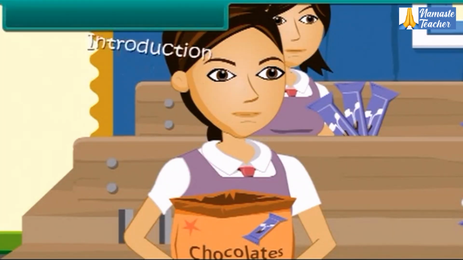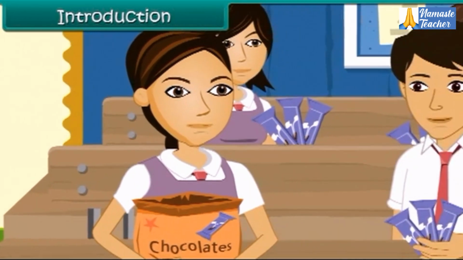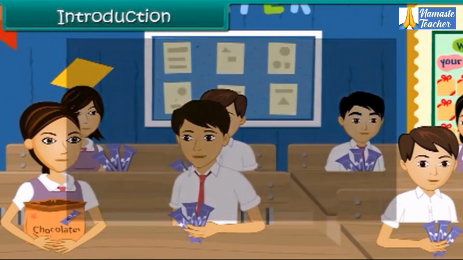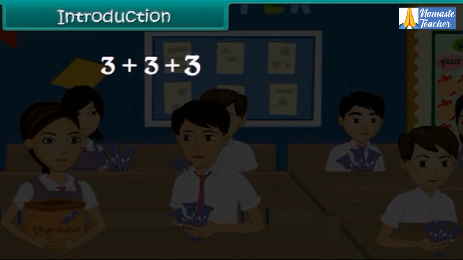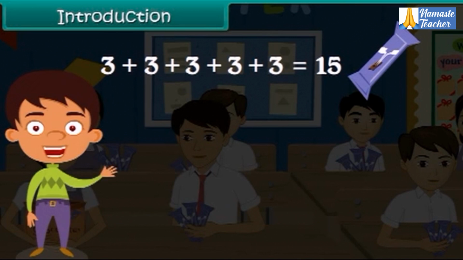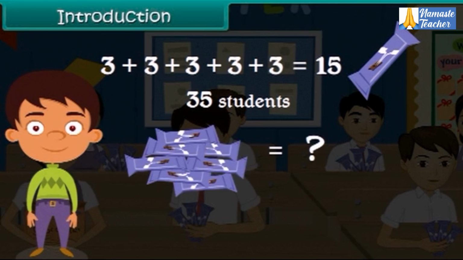Introduction. It is Ria's birthday today. She has decided to give 3 chocolate bars to each of her classmates. So far, she has covered 5 friends. Therefore, she has given away 3 plus 3 plus 3 plus 3 plus 3, which is equal to 15 chocolate bars. After a while, she finishes distributing the chocolate bars to the entire class of 35 students. How many bars did Ria distribute in all?